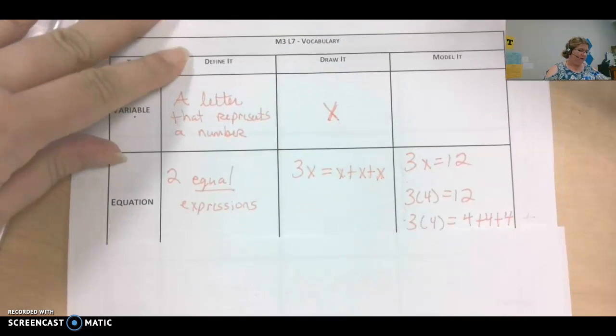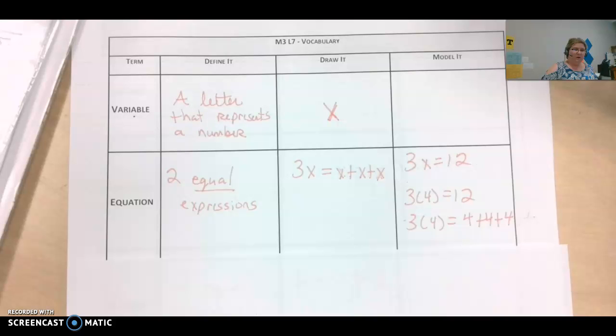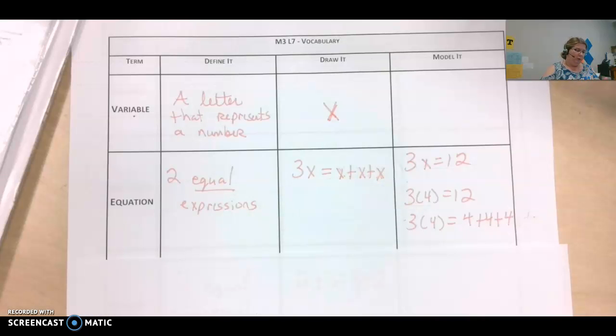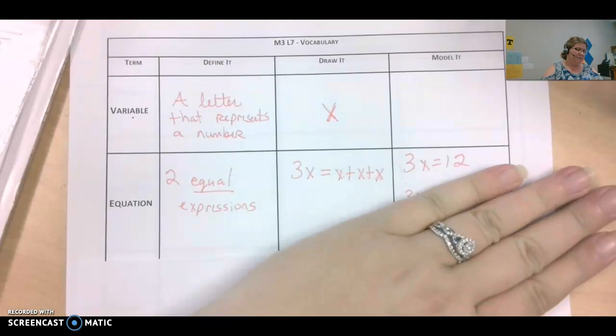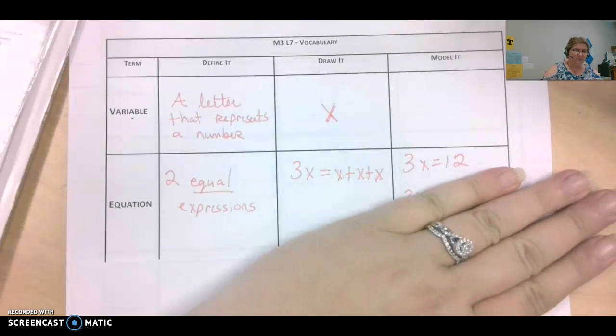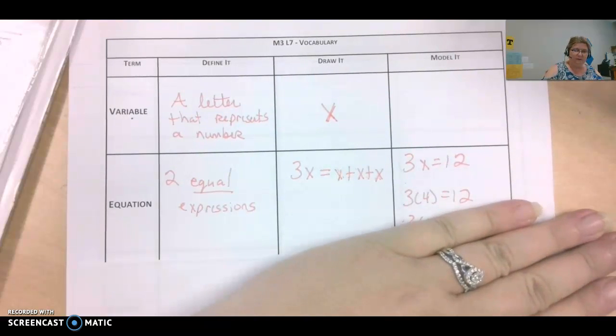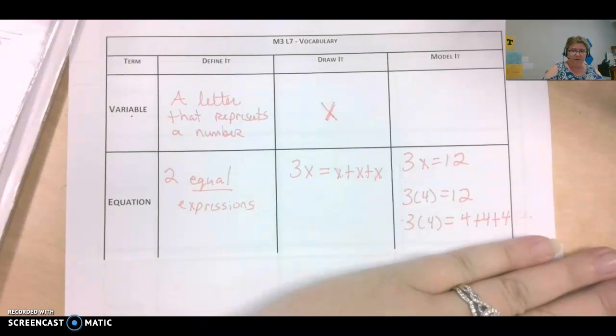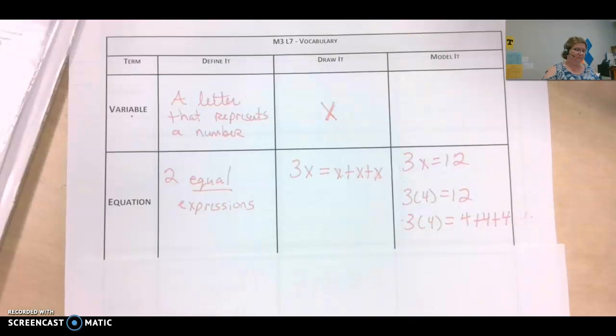The next word is equation. An equation is when you have 2 equal expressions. For example, 3x is equal to x plus x plus x. Or, here's some other examples. 3x equals 12. 3 times 4 equals 12. 3 times 4 equals 4 plus 4 plus 4. Again, pause if you need to get all that down.